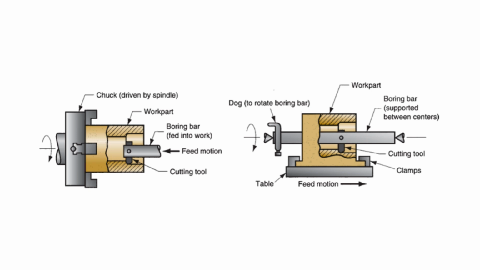Boring machines can be vertically or horizontally oriented. In horizontal boring, the setup can be arranged in either of two ways.